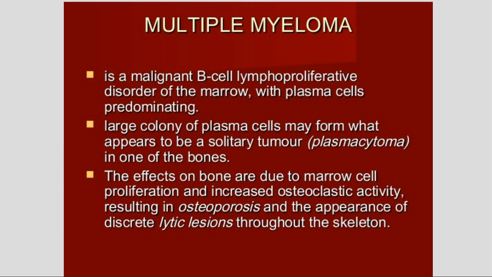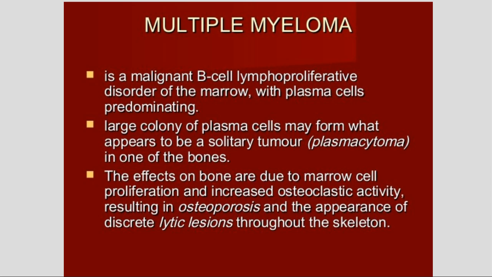So you have these colonies of plasma cells. Sometimes they can be solitary and present in one area or in one bone, or sometimes in the spine as well, but they're called plasmacytomas. And sometimes these can actually cause things like spinal cord compression, and that's how they actually present, with features like that.